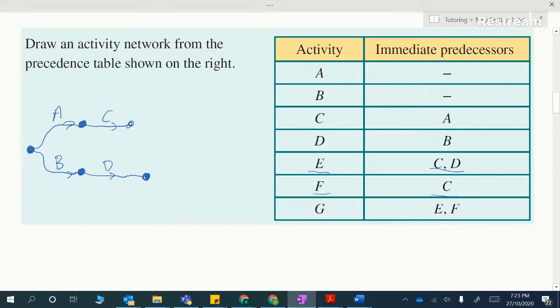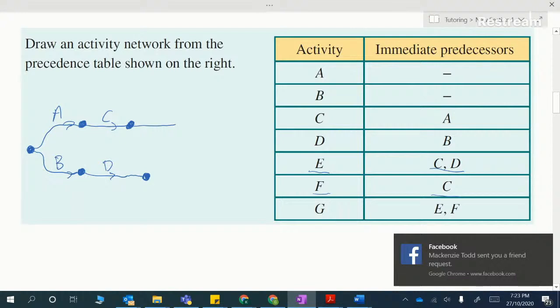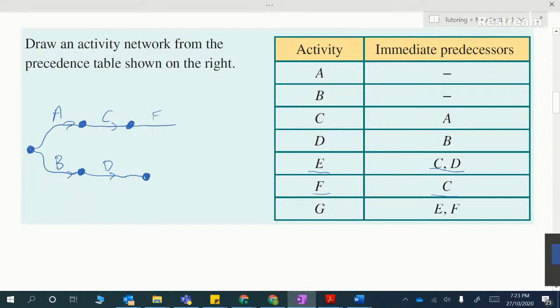I'll make a node here. F can just come straight off of C, like that, but E needs both C and D. So I'm going to draw a dummy line here and E needs to go there like that.